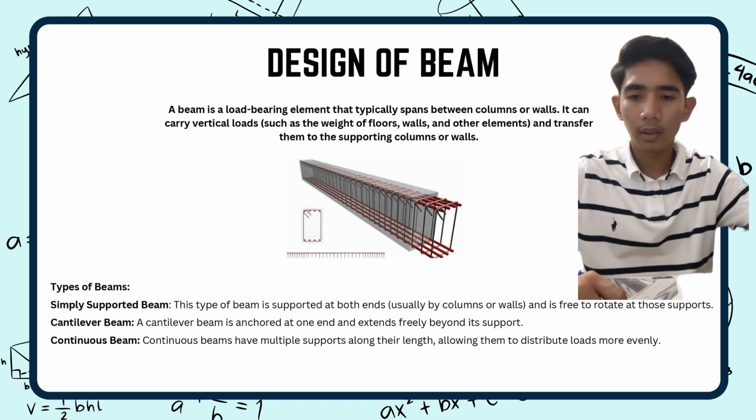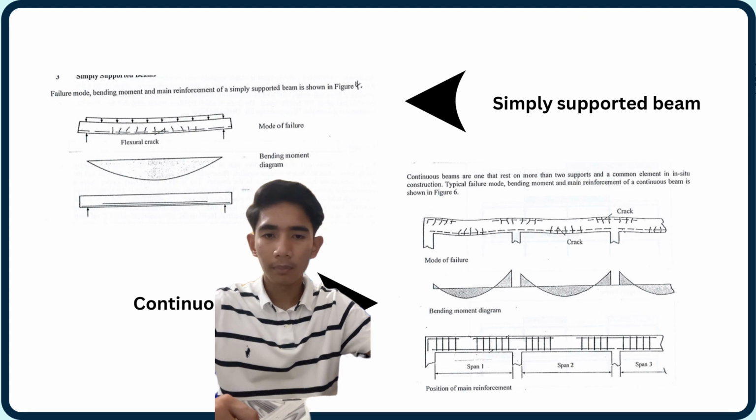Cantilever beam. A cantilever beam is anchored at one end and extends freely beyond its support. Continuous beam. Continuous beams have multiple supports along their length, allowing them to distribute load more evenly. Example of beam: simply supported beam and continuous beam.